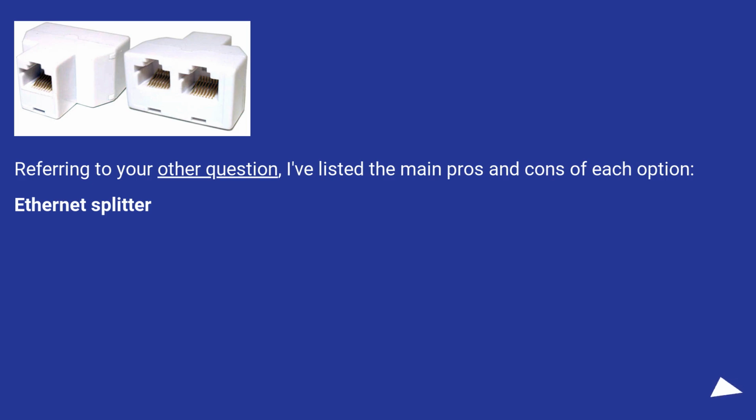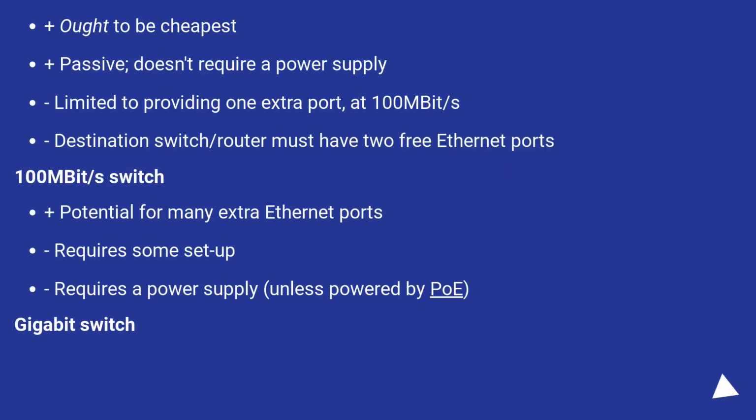Referring to your other question, I've listed the main pros and cons of each option. Ethernet splitter. Plus ought to be cheapest. Plus passive, doesn't require a power supply. Limited to providing one extra port, at 100 Mbit/s. Destination switch/router must have 2 free Ethernet ports.